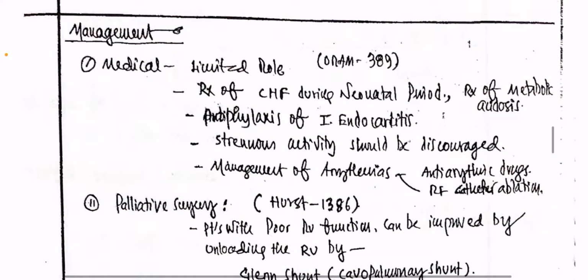Now, what is the management of Ebstein anomaly? Medical management has a limited role: treatment of congestive heart failure during neonatal period, treatment of metabolic acidosis, prophylaxis of infective endocarditis, strenuous activity should be discouraged, management of arrhythmia with antiarrhythmic drugs, right catheter ablation.